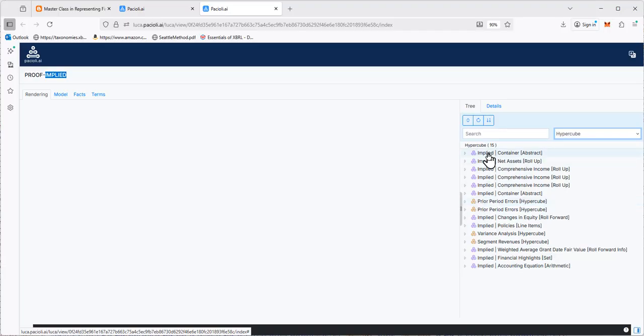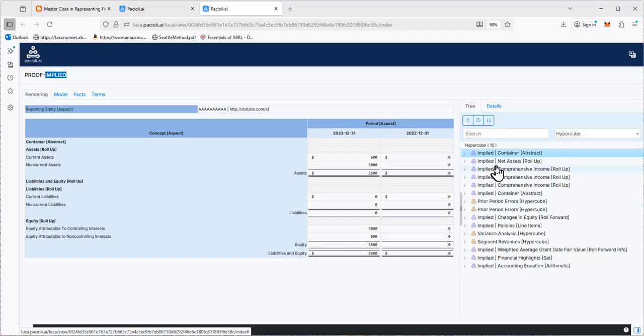Well, the reason is you can use an implied hypercube. You don't have to have an explicit hypercube if you have no non-core dimensions. So here you only have the core dimensions of concept, period, and reporting entity. Okay, reporting entity, period, concept.